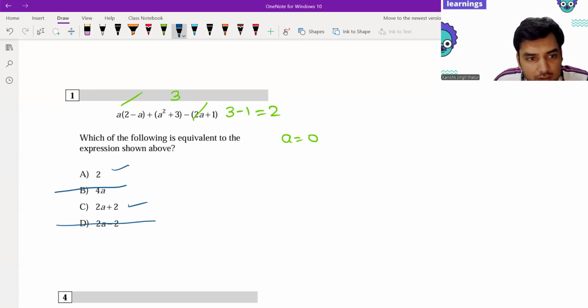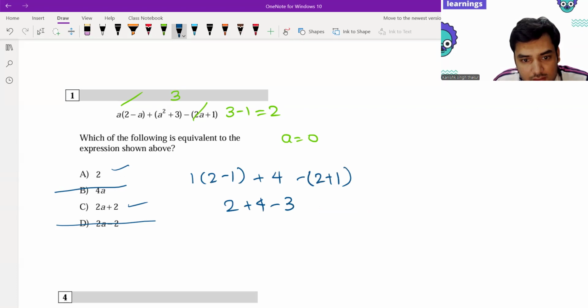So just put 1 here. So 1 into 2 minus 1 plus 4 minus 2 plus 1. What am I getting? 2 plus 4 minus 3. So 6 minus 3, I'm getting 3, right? So in which option will I get 3 if I put... no, this is actually 1, right? So again, I am getting 2. So in which option am I getting 3? In which option will I get 2?